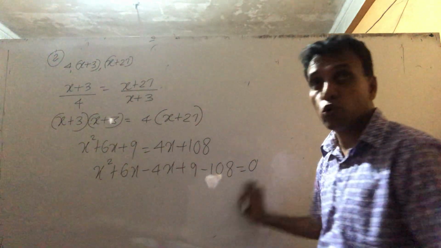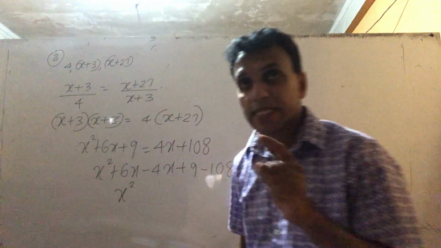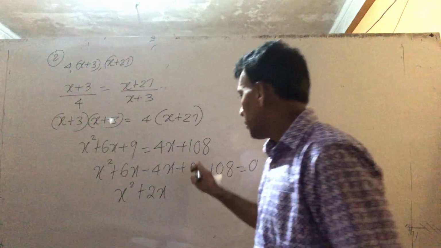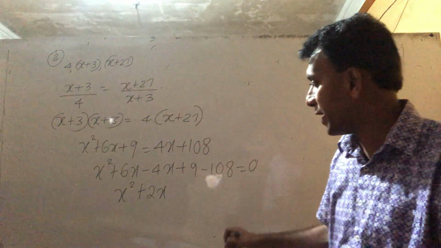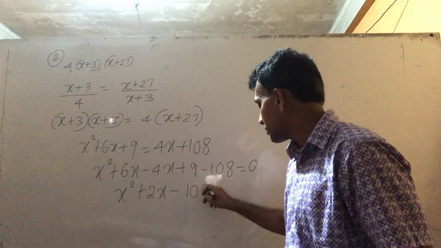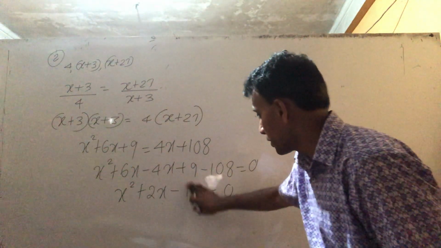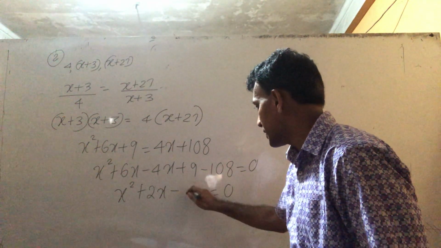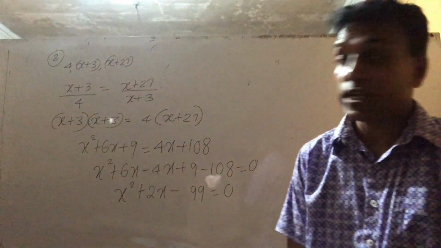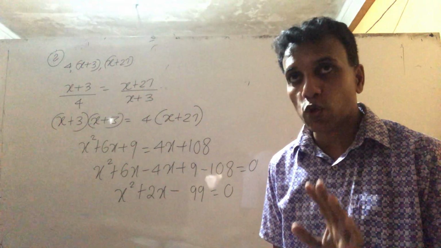equal to 0. Therefore x squared plus 6 minus 4, plus 2x, plus 9 minus 108, that is minus 99, equal to 0. Now factorize. So here see, not only GP knowledge but also solving a quadratic equation.